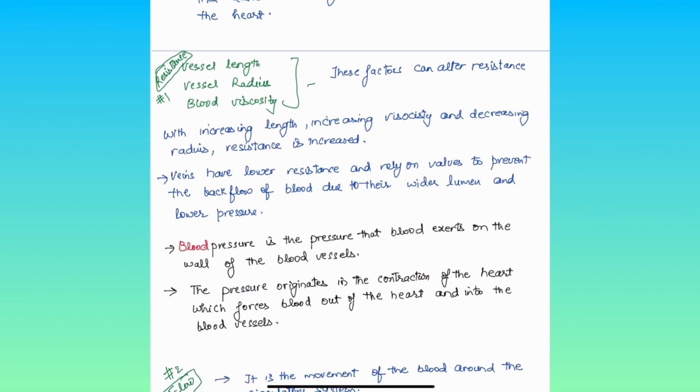Resistance depends upon a few factors like vessel length, vessel radius, and blood viscosity. These factors can alter resistance. With increasing length, increasing viscosity, and decreasing radius, resistance is increased. Veins have lower resistance and rely on valves to prevent the backflow of blood due to their wider lumen and lower pressure. Blood pressure is the pressure that blood exerts on the walls of the blood vessels. The pressure originates in the contraction of the heart, which forces blood out of the heart and into the blood vessels.